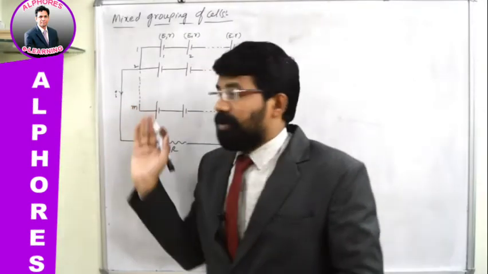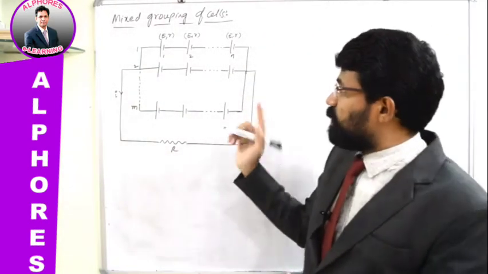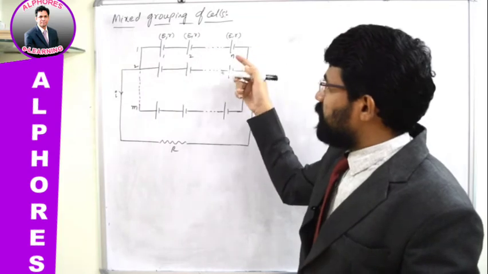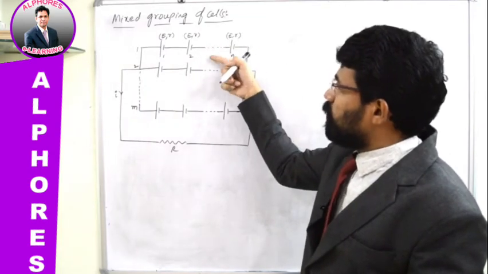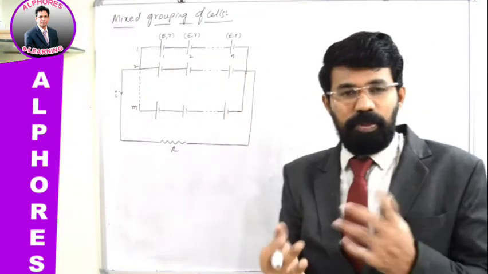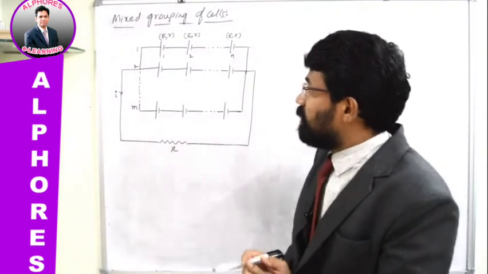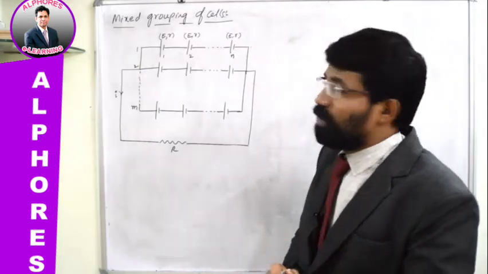So this is what? Mixed grouping of cells. Here if you observe carefully, I have taken several cells in series combination and such kind of branches were repeated parallelly. So both parallel and series combinations were considered together. So that's why it is discussed under the heading mixed grouping of cells.